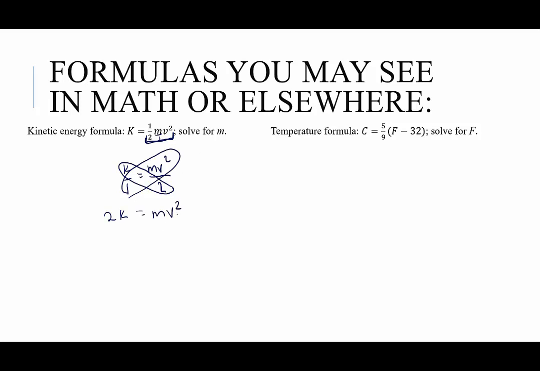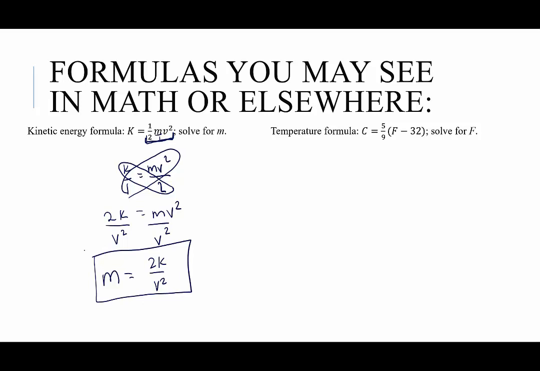And now to get m by itself, it's being multiplied by v squared, so I would divide both sides by v squared. I don't have any same bases. I can't simplify this at all. I could use the commutative property to flip that m around and say m equals 2k over v squared. I have solved for m. So this little fun formula comes from physics, the kinetic energy formula.